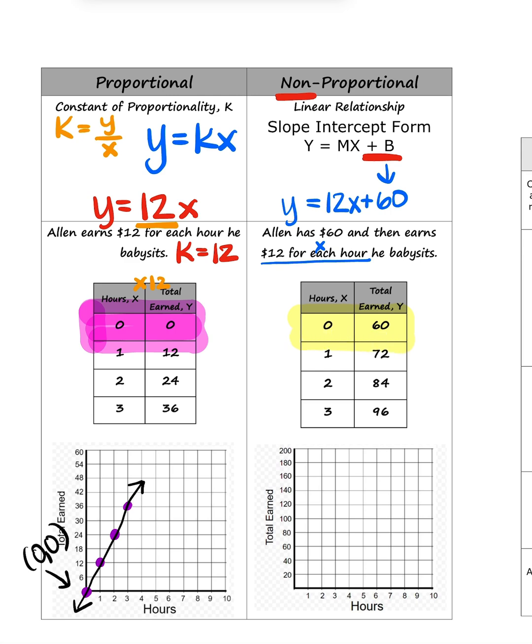We start at 0 hours. He still has $60 because that's how much he started with. That's how much he began with. So a non-proportional relationship will go through 0, something. So in this case, 60.